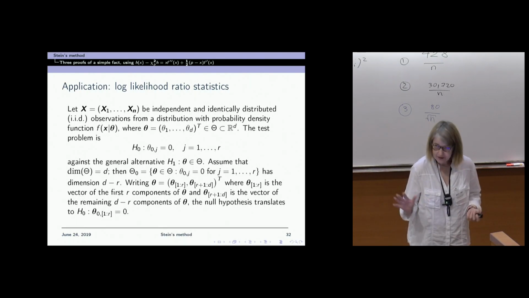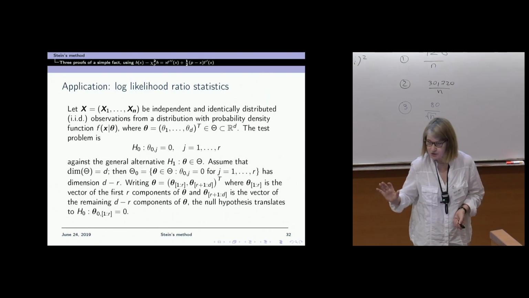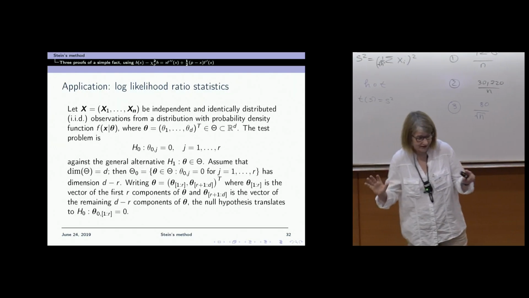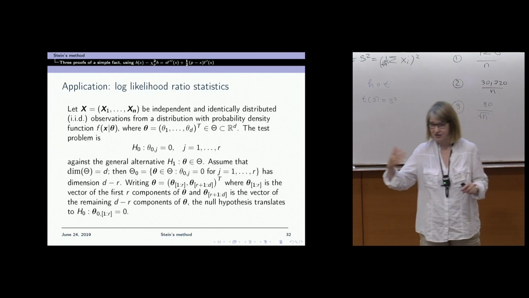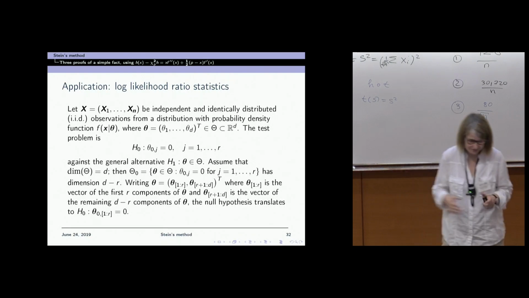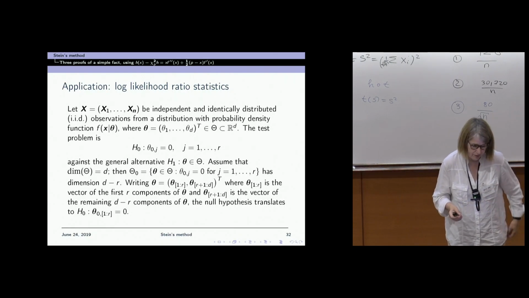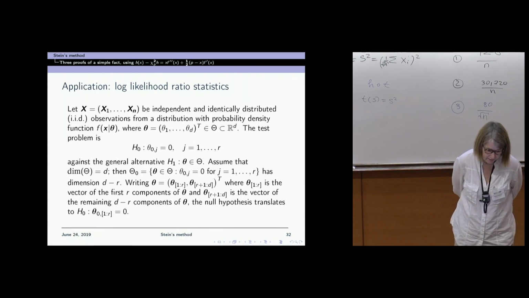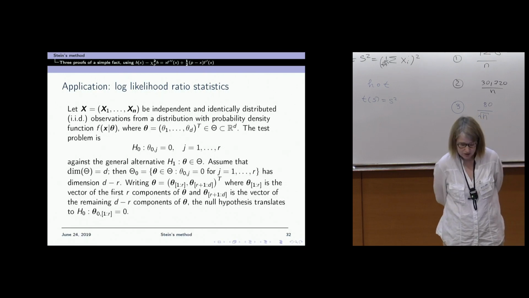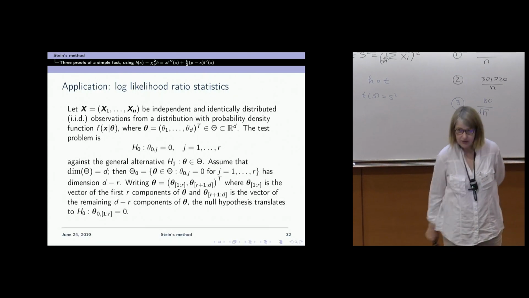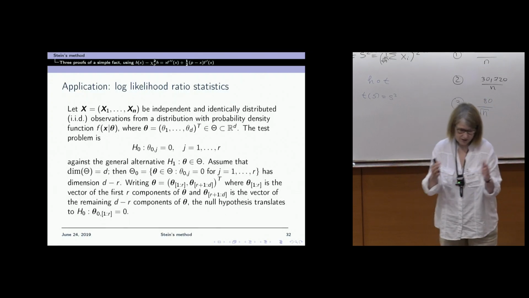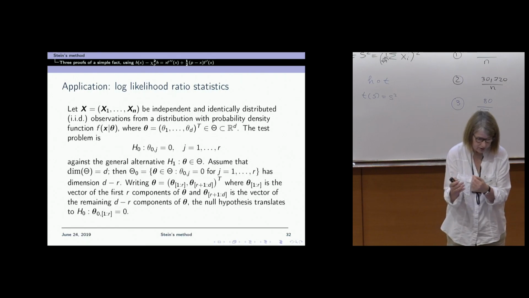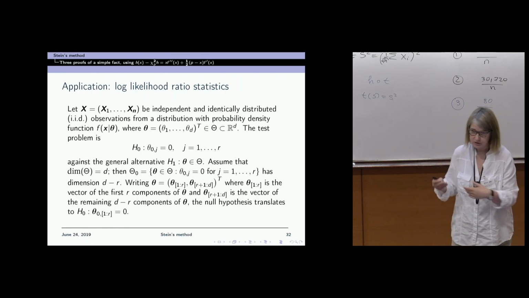I'm not going to write down all the regularity assumptions you will have to make. I would just say this holds under regularity. So the parameter space Theta has to be nice. The parameter is not allowed to lie on the boundary of the parameter space. And so we assume that the dimension of the parameter space is d. So it's not only a subset of R^d, we assume that the dimension is d. And theta naught then has dimension d minus r. So I write my theta vectors as the first r components and then the r plus 1 up to d components. And the null hypothesis would then say that the first r components of theta are 0.